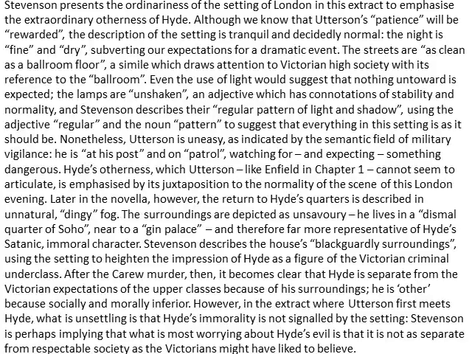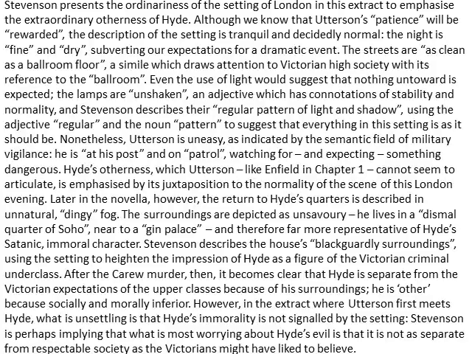Later in the novella, however, the return to Hyde's quarters is described in unnatural, dingy fog. The surroundings are depicted as unsavoury. He lives in a dismal quarter of Soho, near to a gin palace, and therefore far more representative of Hyde's satanic, immoral character. Stevenson describes the house's blackguardly surroundings, using the setting to heighten the impression of Hyde as a figure of the Victorian criminal underclass. After the Carey murder, then, it becomes clear that Hyde is separate from the Victorian expectations of the upper classes because of his surroundings. He is other because socially and morally he is inferior.